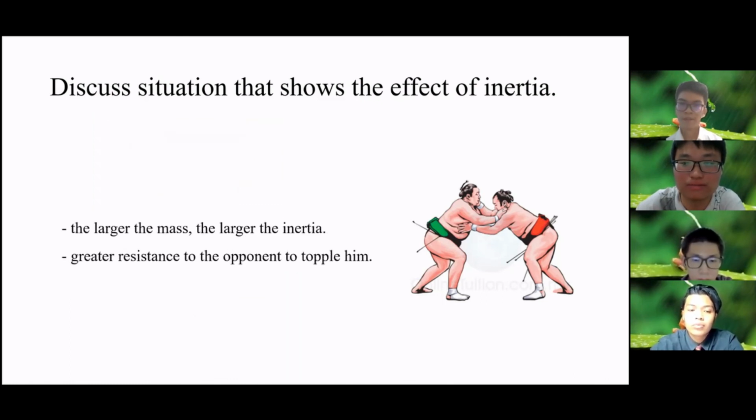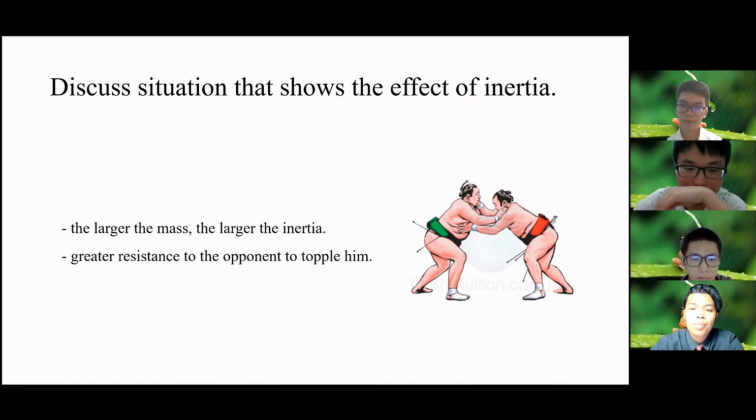Yes, you're right. It's because the larger the mass, the larger the inertia. The second point is that when the wrestler has the larger mass, it also has the greater resistance to the opponent trying to topple him. Okay, congratulations everyone. Now you have figured out inertia and its application in daily life.